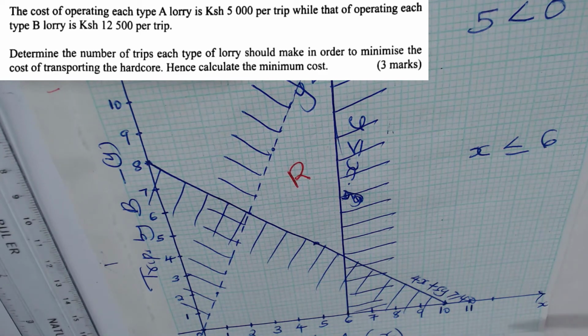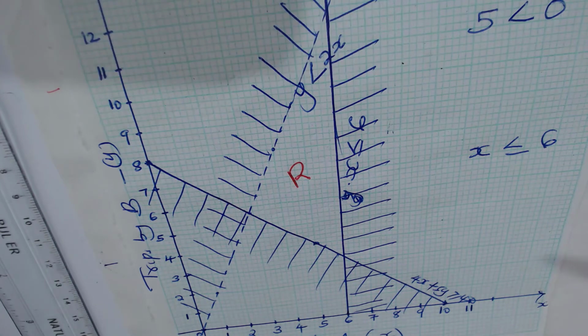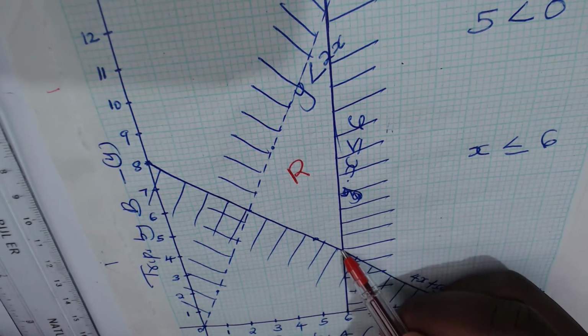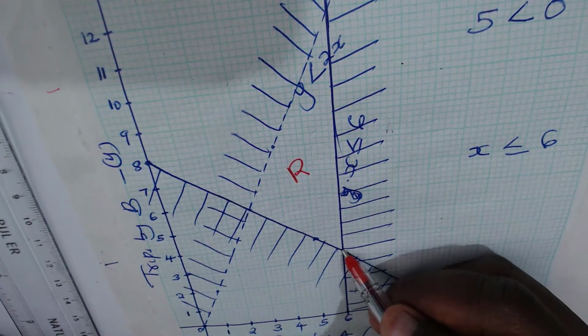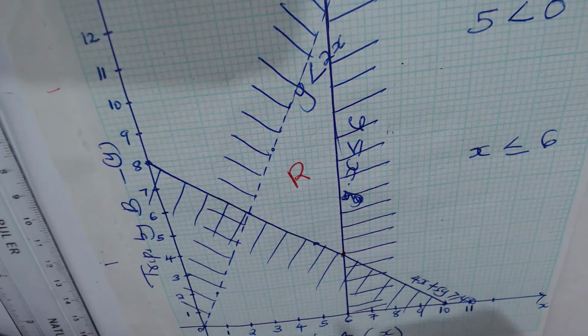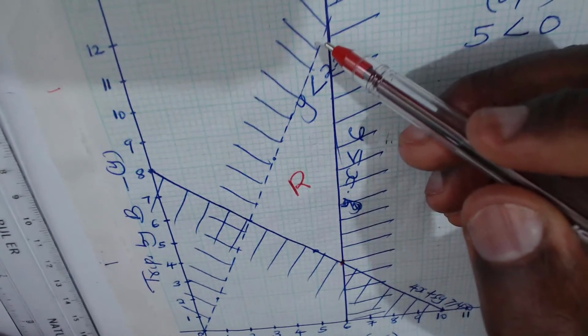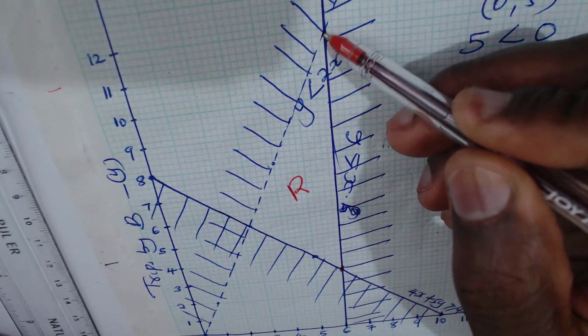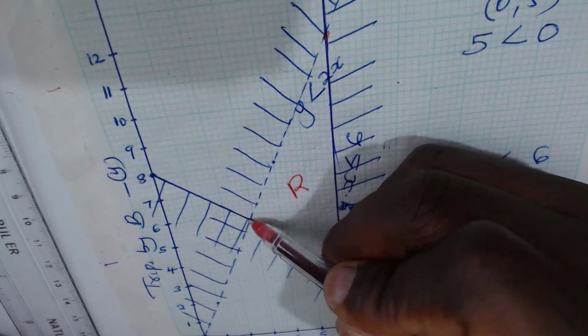Now, to do that, one of the best methods is the inspection method. You can use the inspection method to know that. And what do you use? You look at the corners. These are the corners of this region that is satisfying. So there is that corner, and then there is this point also here, and also there is this corner.